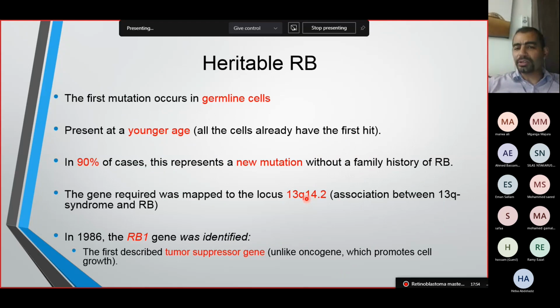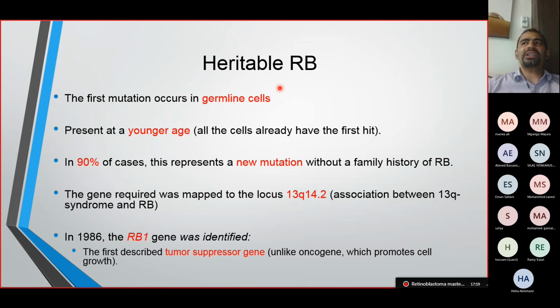So inheritable retinoblastoma, which presents as bilateral retinoblastoma in all cases, and in 15% of the unilateral retinoblastoma, we have inheritance of a mutated gene from the father or the mother. So the germline cells will have one mutation. So we have one hit inherited from the mother and/or the father, and then the patient will develop a second hit, and he or she will develop retinoblastoma.